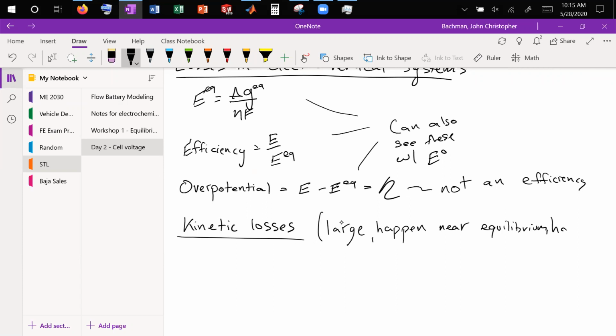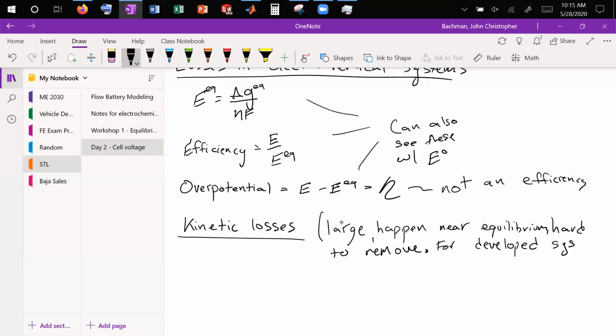They're hard to get rid of. Like the other ones, as an engineer, we can engineer them out. These ones are very hard to engineer out. And for well-developed systems, this is usually one of the main focuses, because usually you've engineered out the other losses, and this is the one you're really limited by.